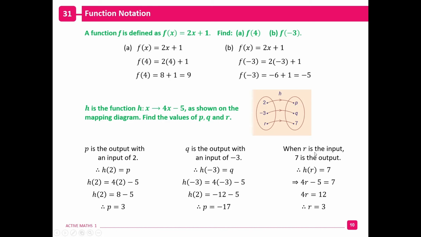So the input 3 has the output 7, and we can verify, which we know means check our answer, by putting the number 3 back into our original rule of our function. So 4 times the input, take away 5. Or 4 times 3, if we're correct, the input 3 is 12, and 12 take away 5, it does give the output 7.